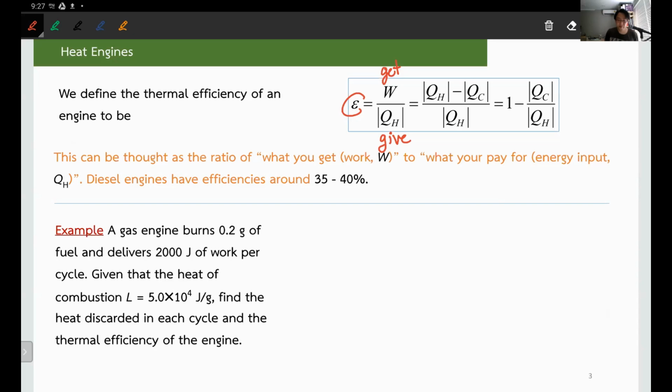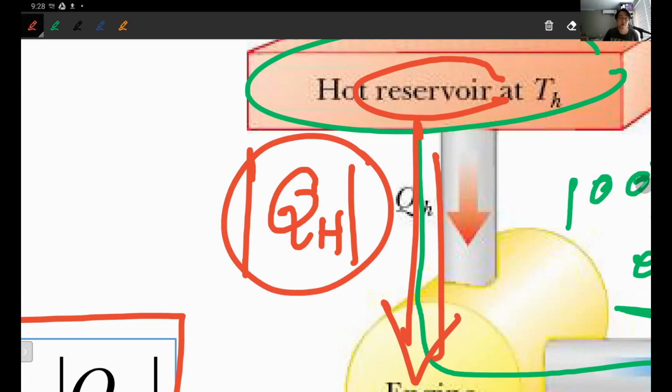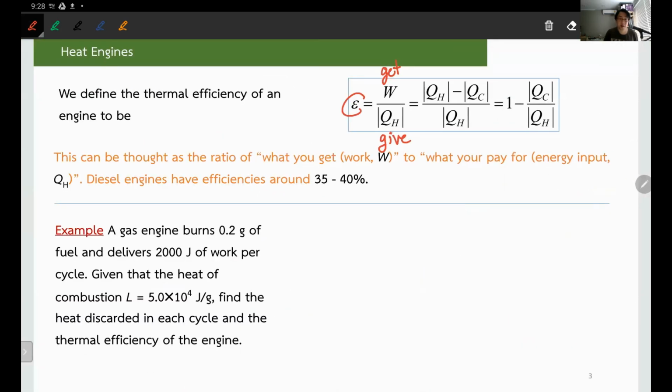What you have to give here, I have to provide to this hot reservoir. I have to combust, ignite the gas, release the chemical energy, all of that. So this is what you have to provide to the engine. What you have to give is Q hot, and this ratio will give you the efficiency. Of course, the work done is just the difference between Q hot and Q cold. You can manipulate this equation a bit and say that efficiency is just 1 minus Q cold over Q hot.